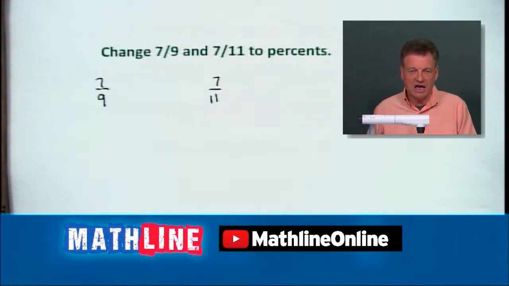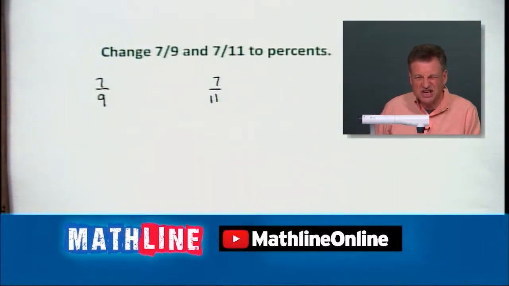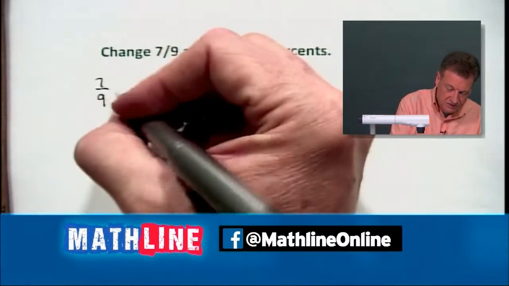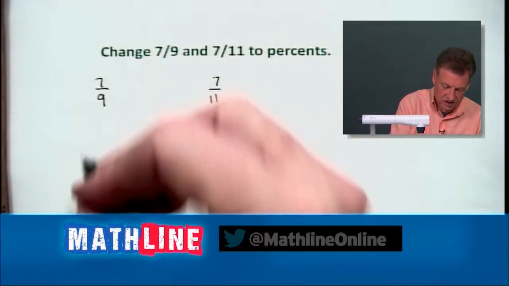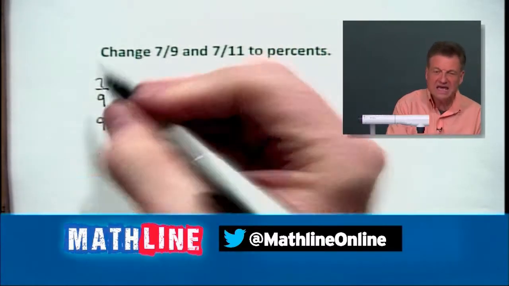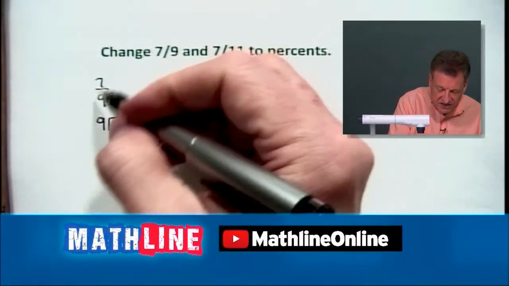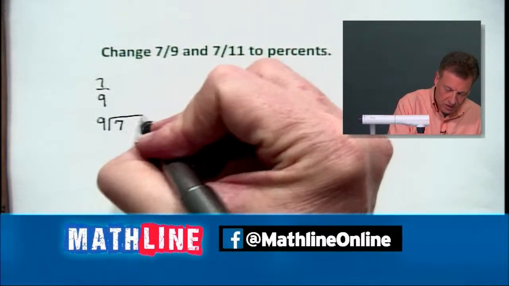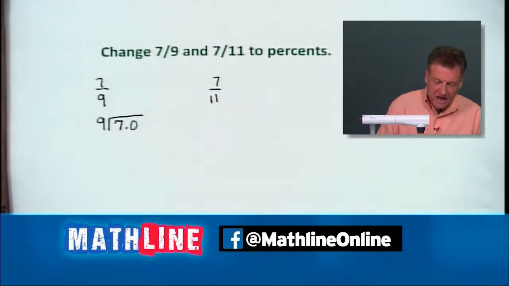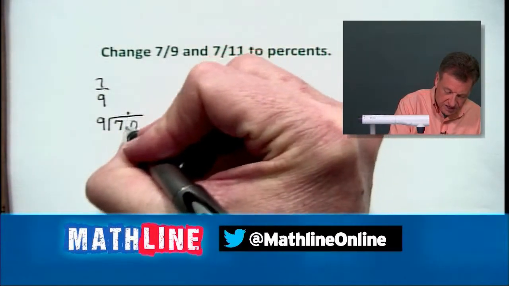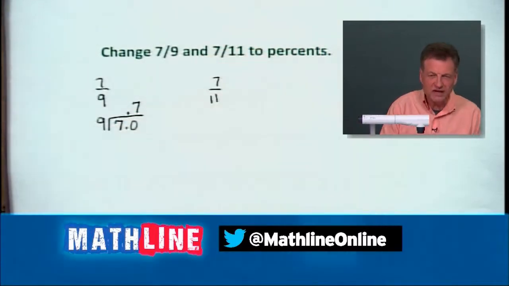Life is good, except we've got to change to a percent. That's not so bad. So let's see what happens here. First of all, we have 9 on the outside. Remember, we're saying 9 divided into 7, or 7 divided by 9. But the 7's on the inside, and we're going to put a decimal with a 0. That one's easy. Put the decimal straight up, because we're not going to need to move anything here.